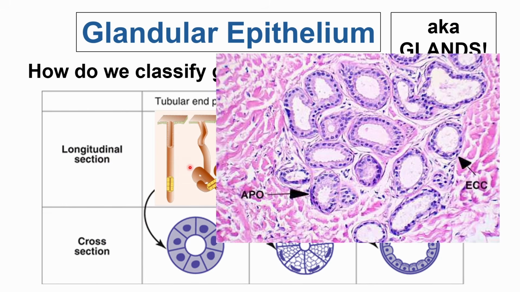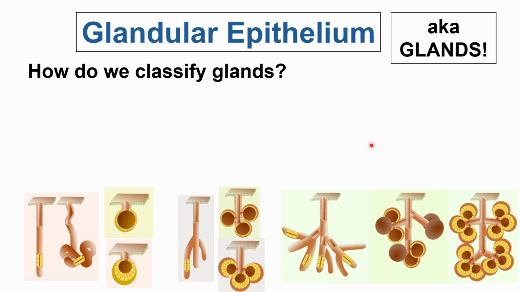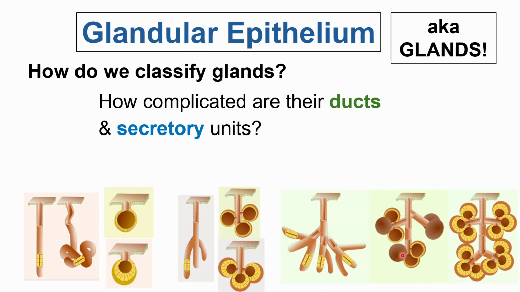Okay, another one is a version of tubular but this time it is coiled, so this part would be your secretory unit and this part maybe your duct system. Okay, so based on the shape of your pipes or ducts and your secretory units or end pieces, you can name your glands. You just combine them, based on how complicated they are.